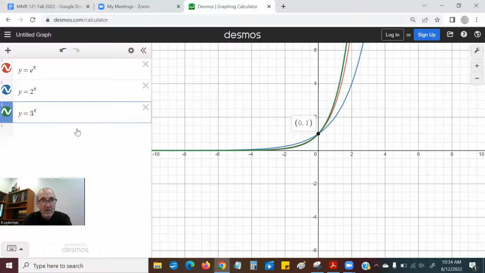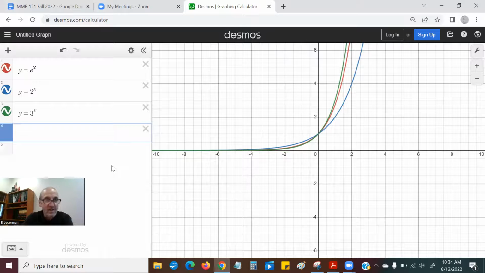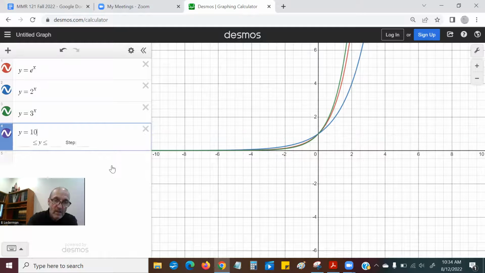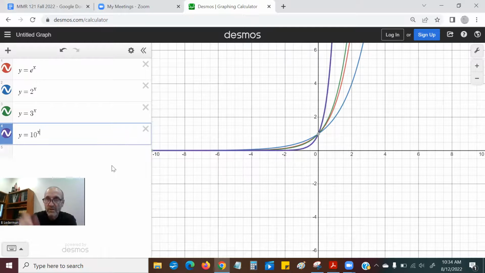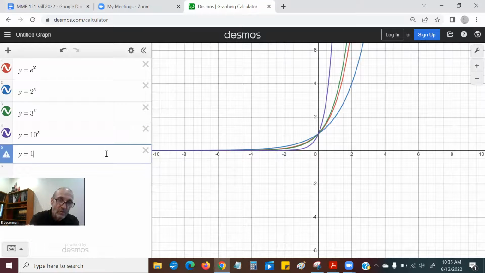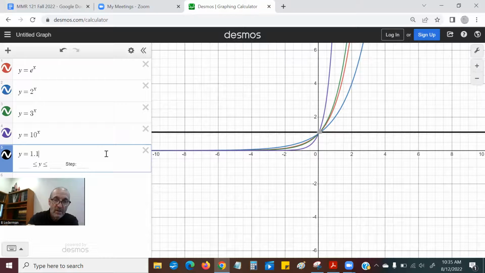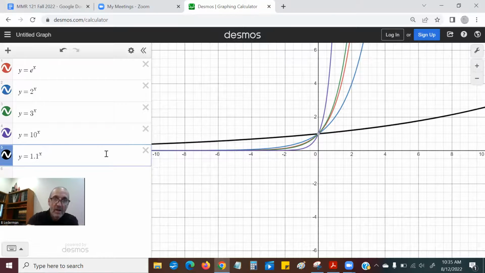So it makes sense. I could do 10 to the x. Let's try y equals 10 to the x power. Again, they're all going to intersect at that point right there. Now the 10 is going to rise more sharply, because the bigger number is going to rise faster. If I do a crazy one, y equals 1.1 to the x power, this rises very slowly.